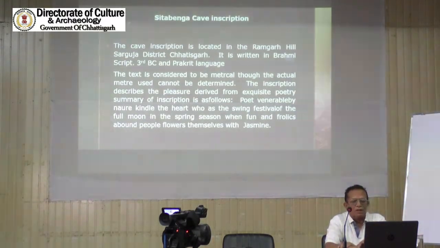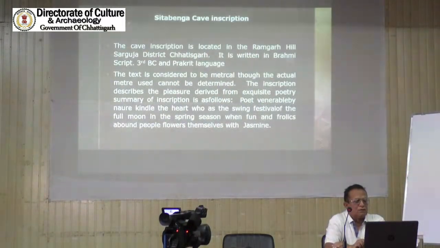It is located in the Ramgarh Hill, Sarguja district, Chhattisgarh. It is in Brahmi script and Prakrit language. The text is considered to be metrical. The actual meter used cannot be determined. It describes the pleasure derived from exquisite poetry. The summary of the inscription is as follows. That was given long back. I think they are reviewed again and again to take a different look. I have not updated many things here, but present what earlier scholars have expressed.